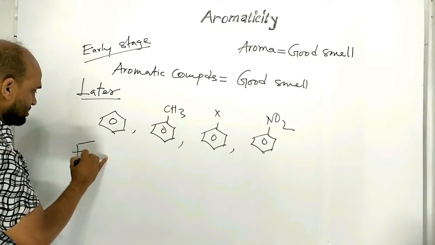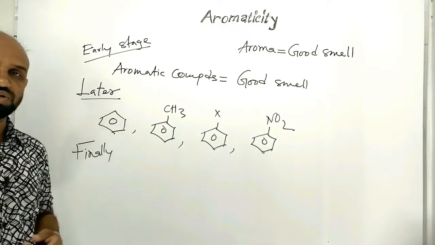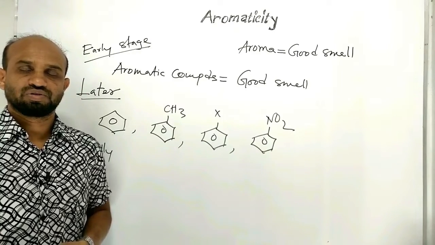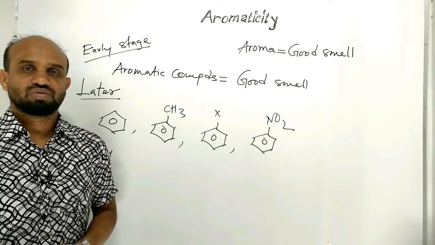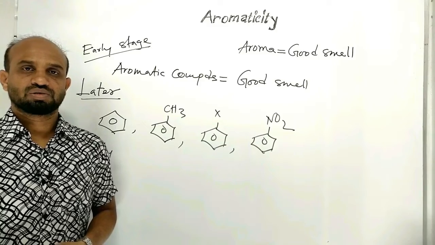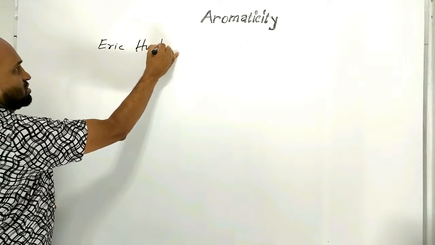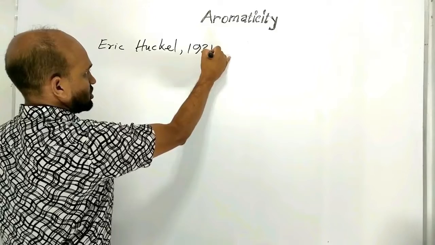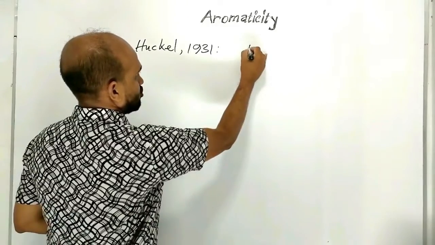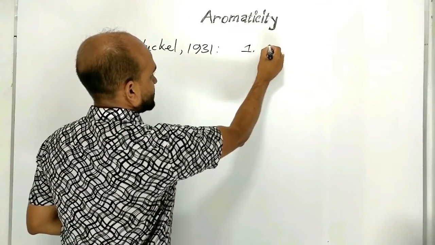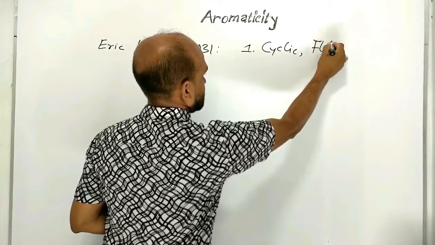Finally, the definition is revised according to German chemist, physical chemist Erich Hückel in the year 1931. Let's see which are aromatic compounds according to scientist Erich Hückel. Erich Hückel in the year 1931 put forward some rules for aromatic compounds. One is aromatic compounds must be cyclic and flat or planar.